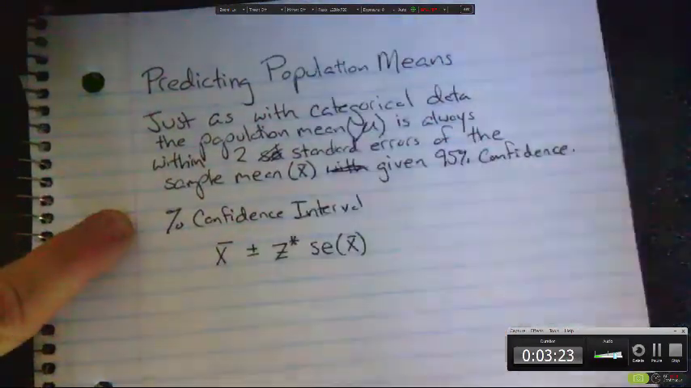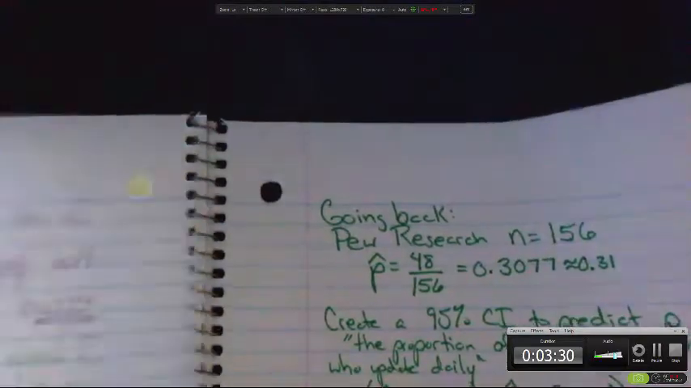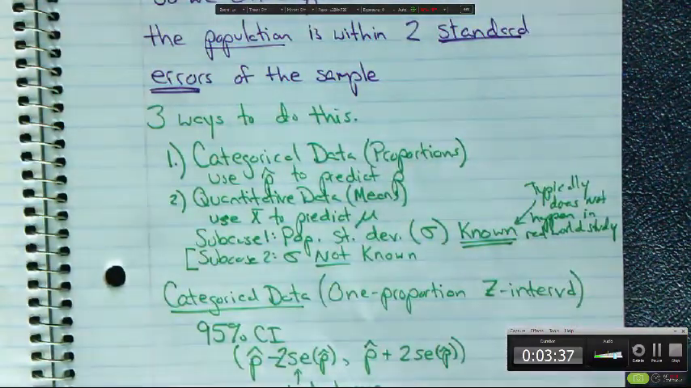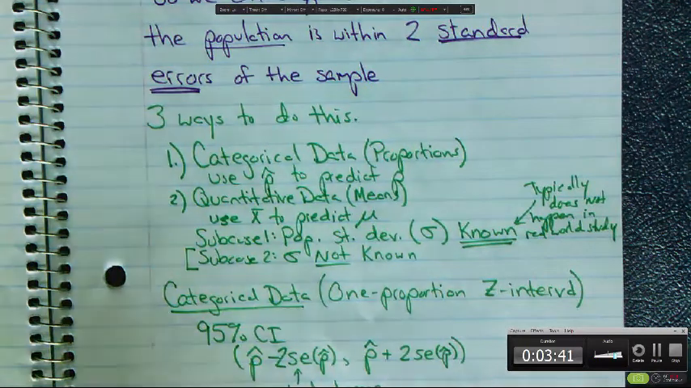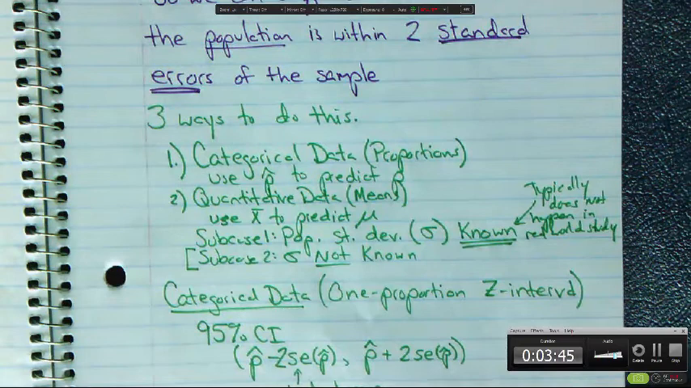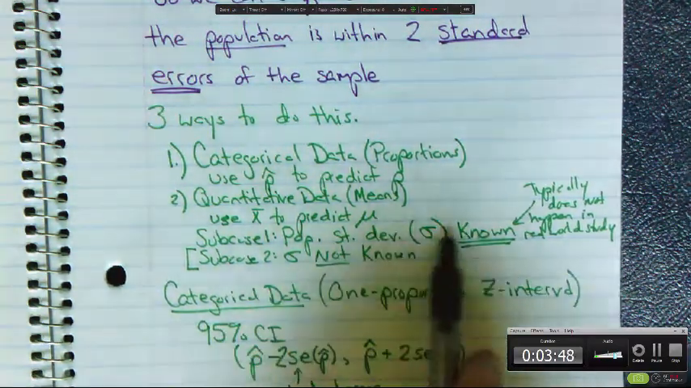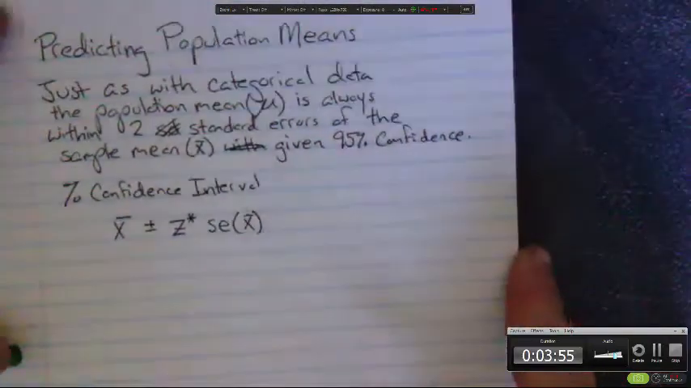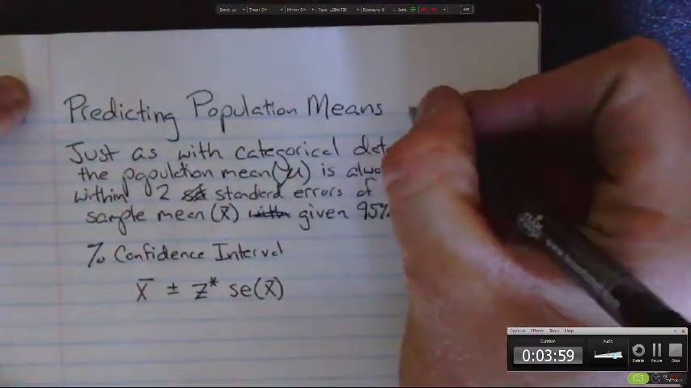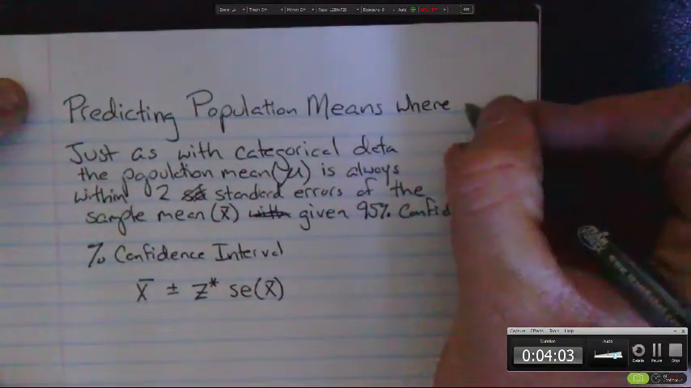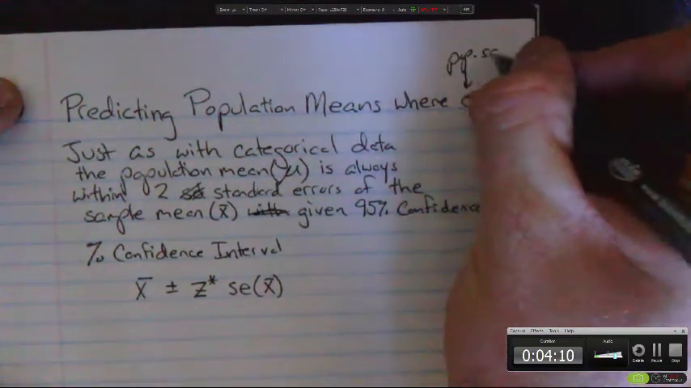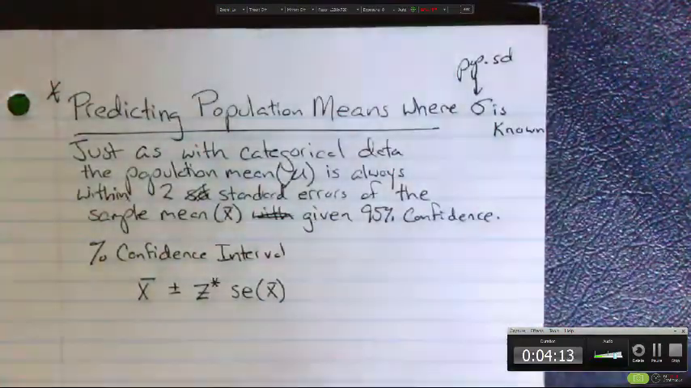Now, one thing I forgot to put up here, guys. If we go back in our notes, I said there's three ways that we can do this, predicting population from a sample. The first one was categorical data, which is what we've been doing. The second one is quantitative data, and you had two subcases: where the population standard deviation is known, and where it is not known. Maybe we need to put here, predicting population means where sigma is known, and sigma is the population standard deviation. So this is subcase 1, if you will.